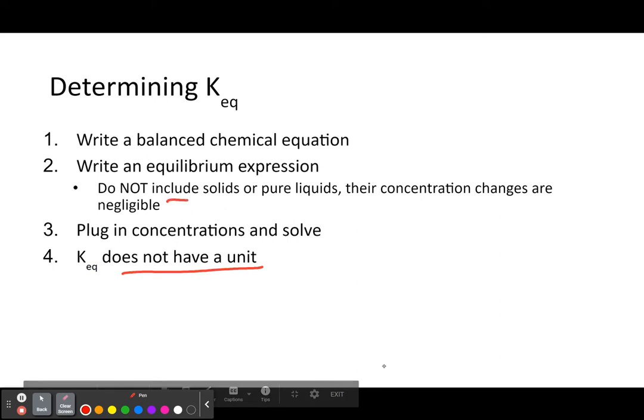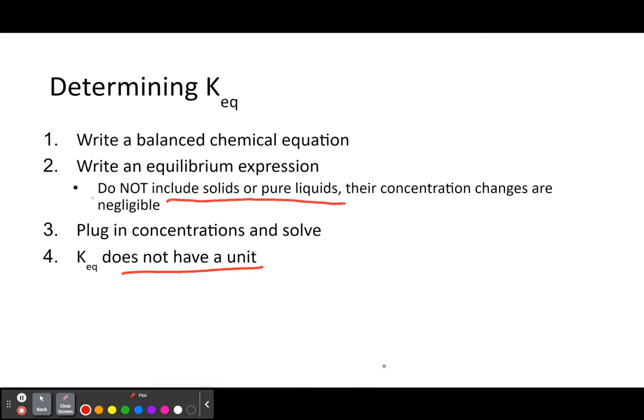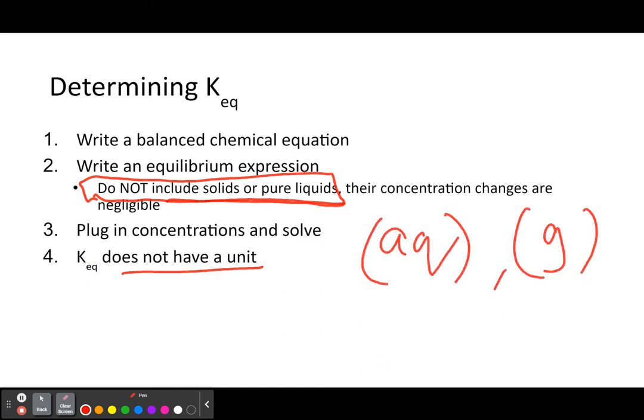In our equilibrium expression for KEQ, we do not include concentrations of pure liquids and solids. We only include the concentration of aqueous substances or gases, because these are the only two things whose concentrations change.